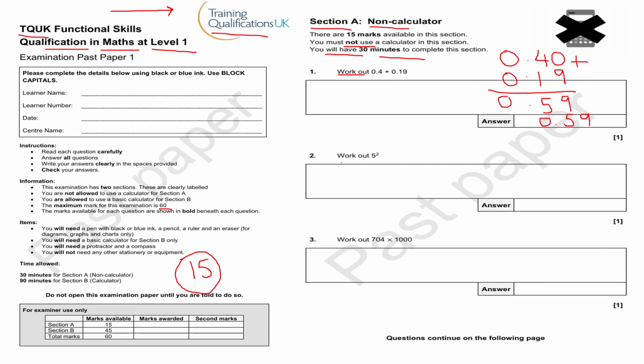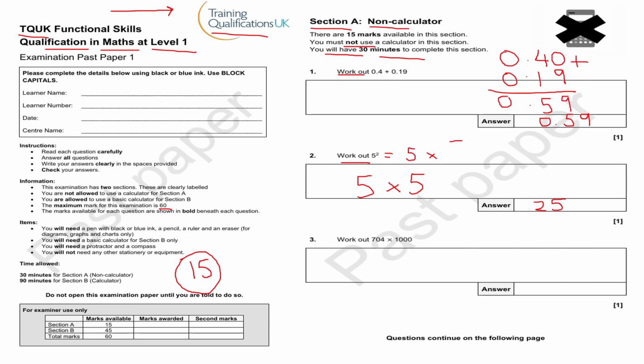Question 2. Work out 5 squared. So it means 5 times 5. So 5 lots of 5. 5 times 5, guys, is 25. So 5 squared, or 5 to the power of 2, just means 5 times 5.